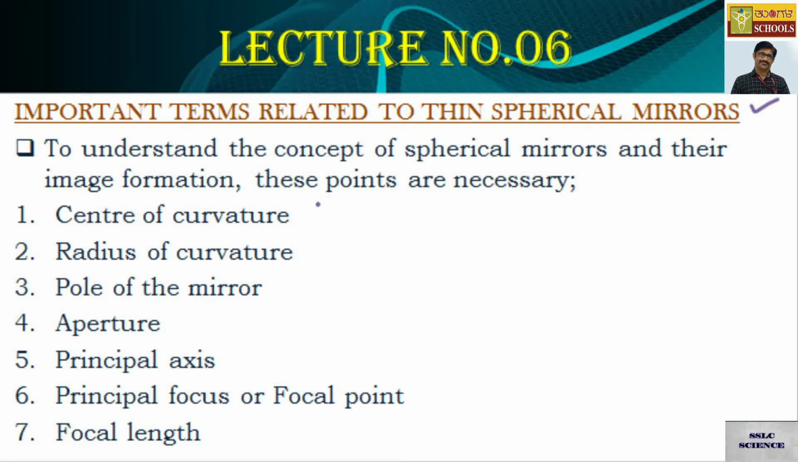They are center of curvature. I'm introducing the terms and I will discuss those points one by one. So first one will be center of curvature again. Second, radius of curvature. Third one, pole of the mirror. Fourth one, aperture. Fifth one, principal axis. Sixth one, principal focus or focal point. And the last one, that will be focal length. So these are the terminologies we are discussing one by one.